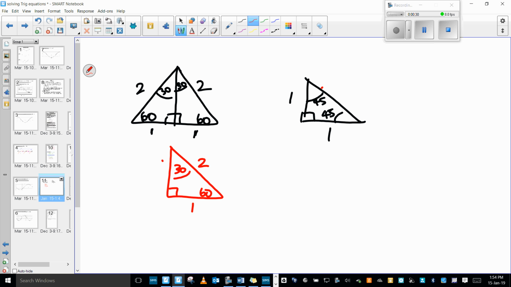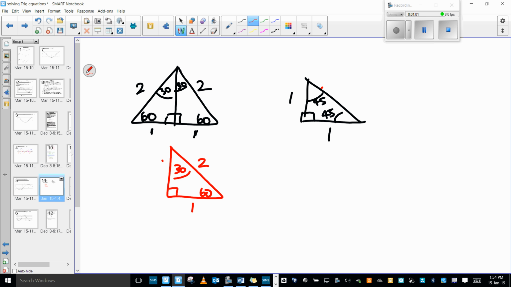Whose rule? Pythagoras. Okay. So with Pythagoras, is this a short side or a long side? It's a short side. So how do I find this length? Pythagoras.